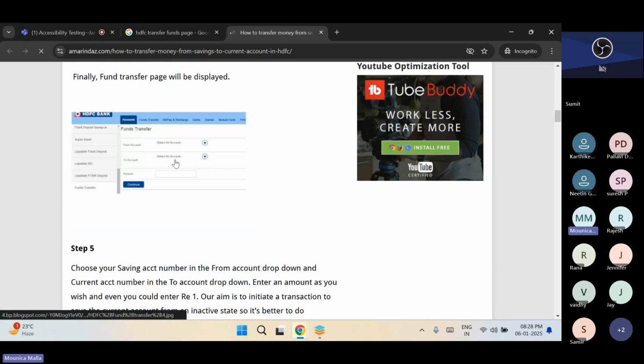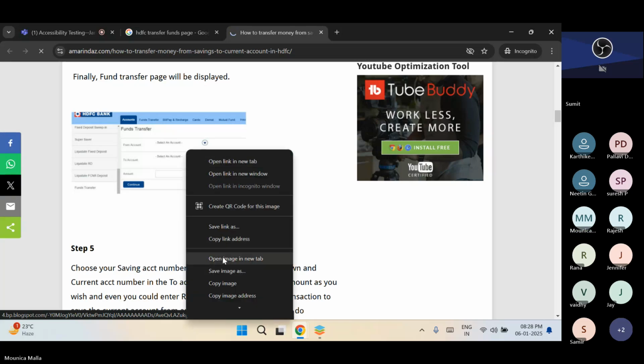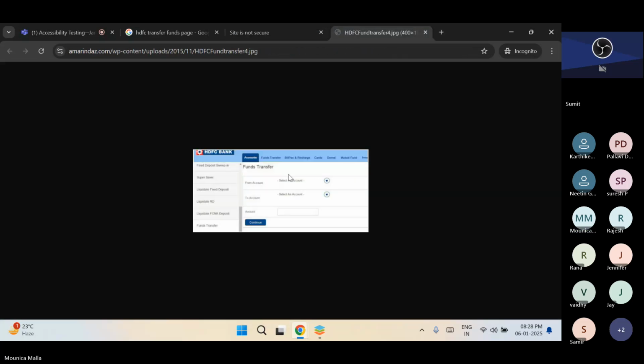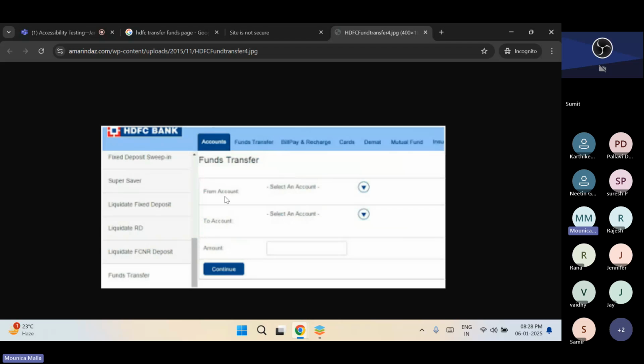Okay, if you see this image, let me try to maximize this. If you see this page, this is HDFC from account. It says select an account. It's a drop down. And to account is also a drop down. Most of the banking applications, I'm talking about at least 3 banks in India: HDFC Bank, ICICI Bank, State Bank of India. The from account box and the to account box is a drop down.